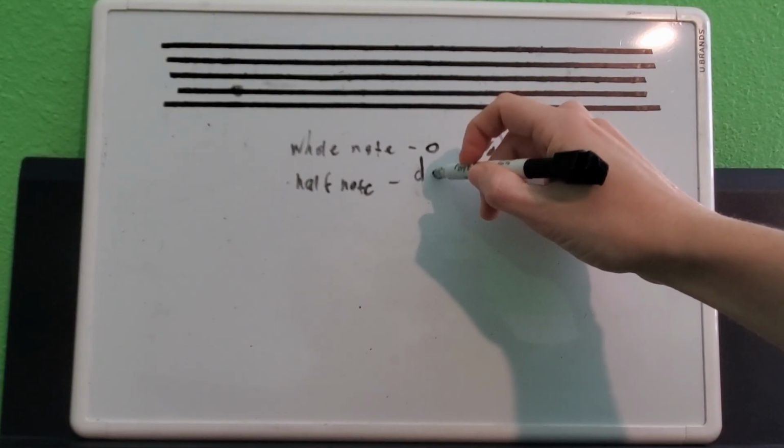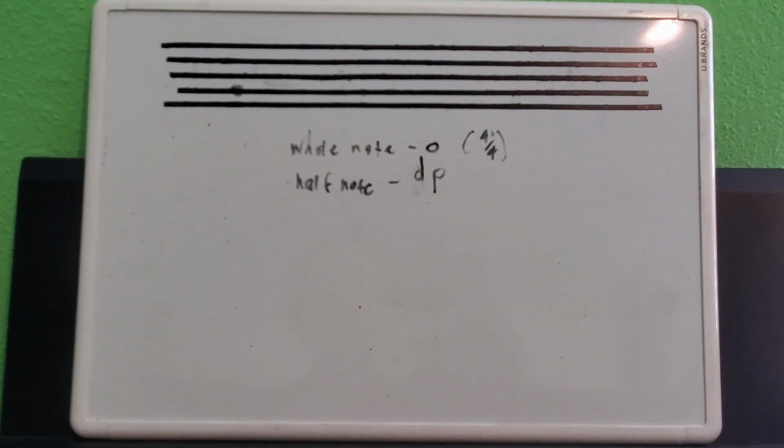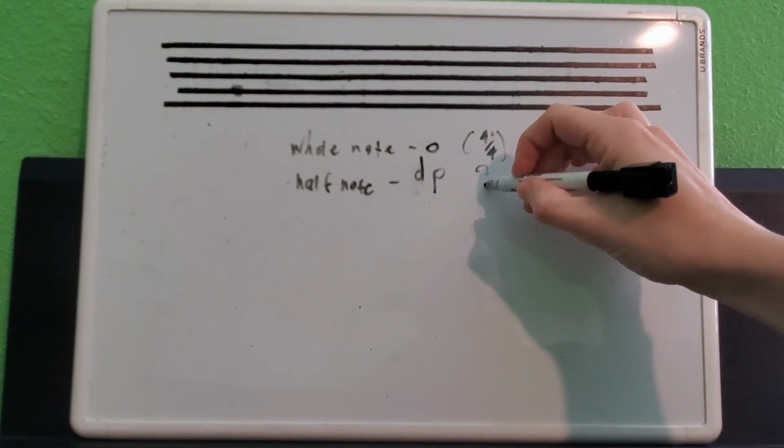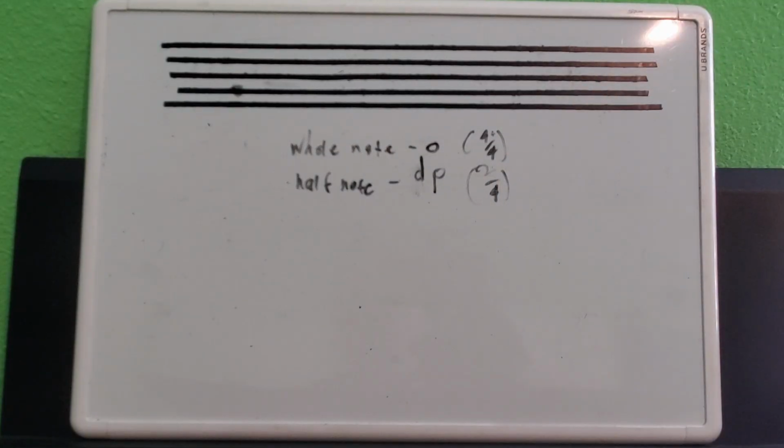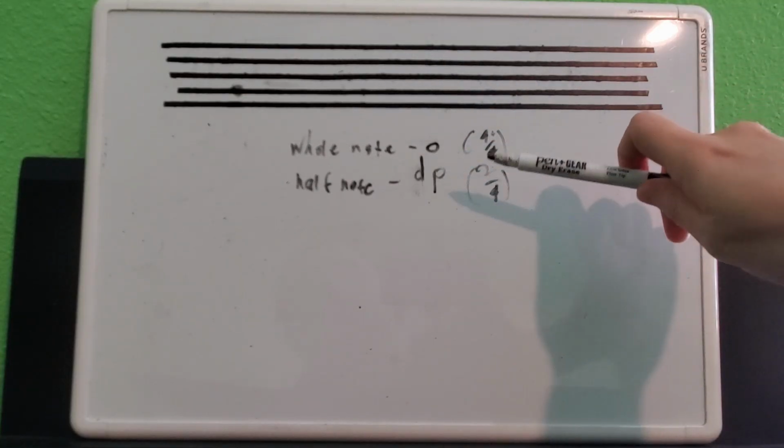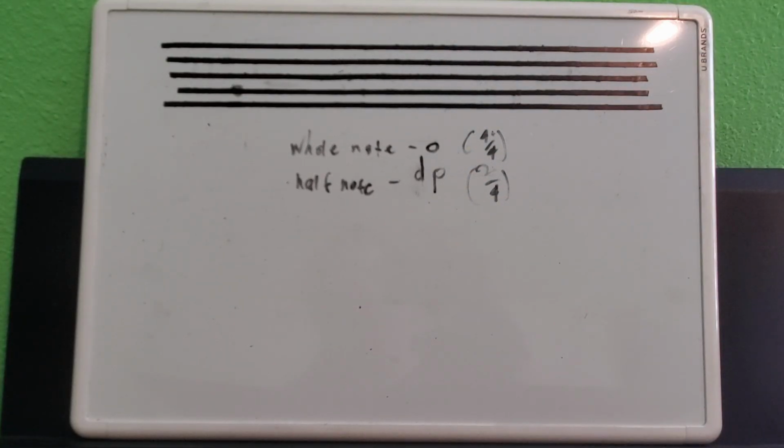You might also see it written like this, which we'll get into in more detail later. So that's what a half note is. Now this one is 2 beats rather than 4 beats. So it is half the length of the whole note. So if a whole note is 4 beats, a half note is 2 beats.